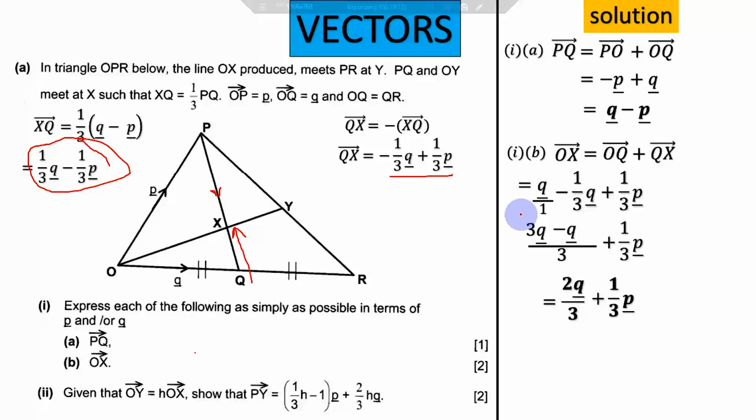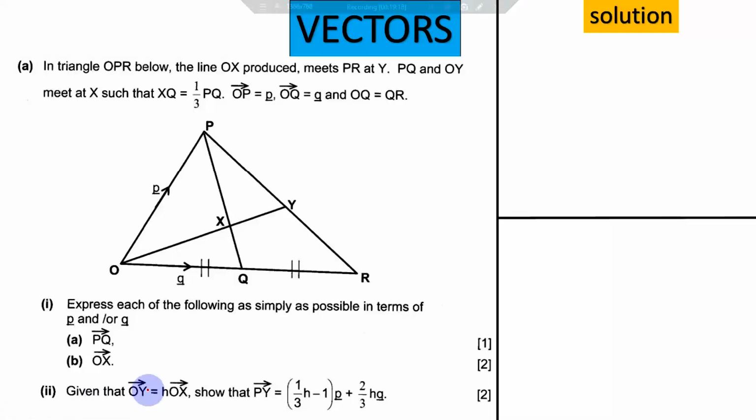Let us go for the last one. The last one is saying, given that OY is equal to H OX, show that vector PY is equal to what is given here.